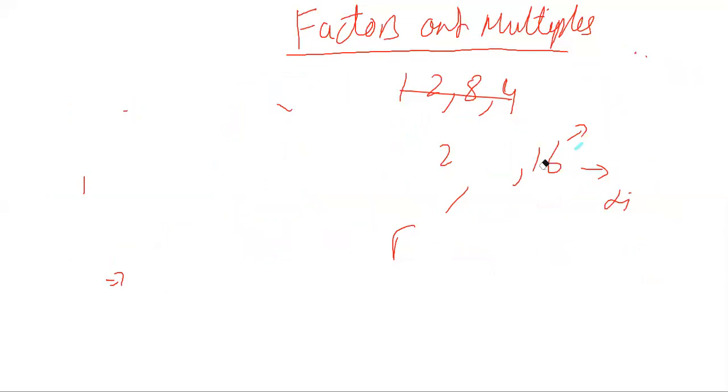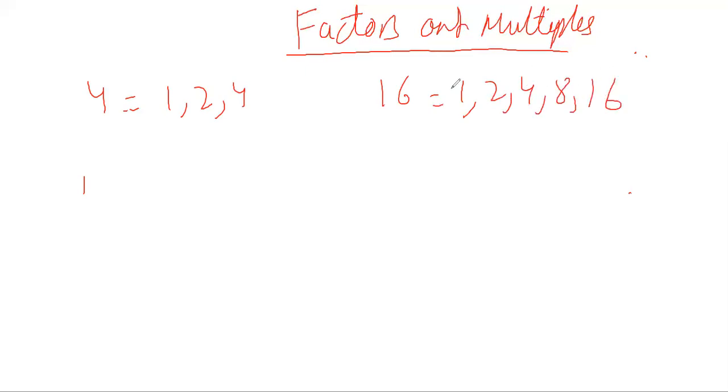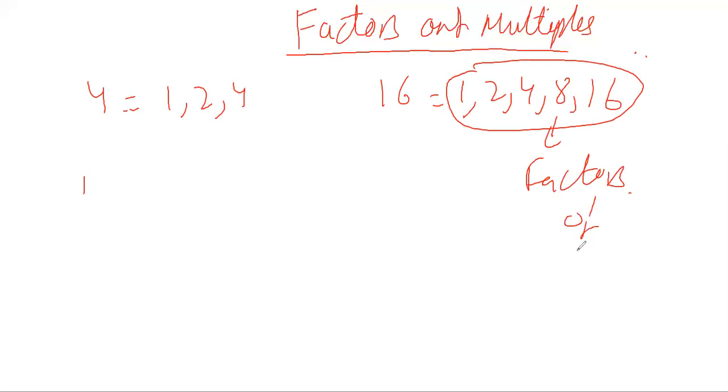Okay. When we did the example of 4, the possible factors were 1, 2, 4. For 16, 1, 2, 4, 8 and 16. So these are factors of 16 and these are factors of 4.